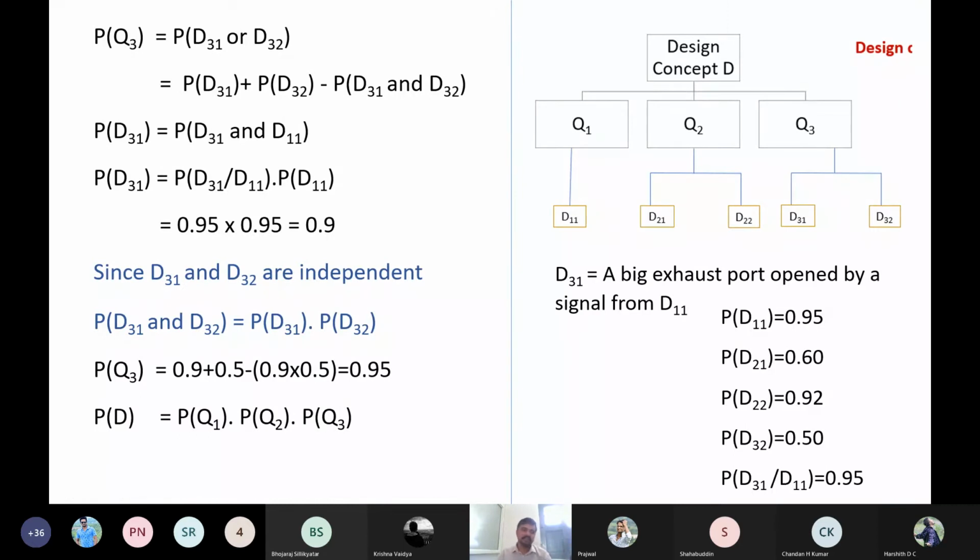Next we have to find out the overall physical realizability of the overall design concept, that is given by P of D. That is given by P of Q1 into Q2 into Q3. Substitute the values. You know the value of P of Q3 and you know the value of P of Q1 and Q2. Substitute and get the final answer. Okay, so this is the final answer.